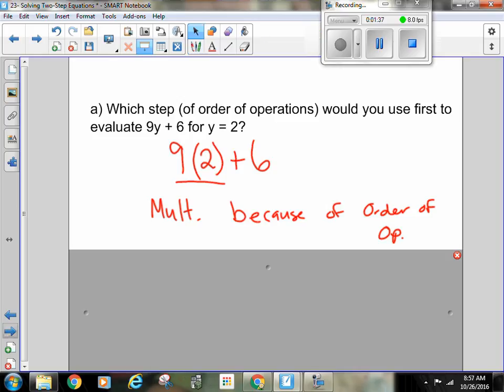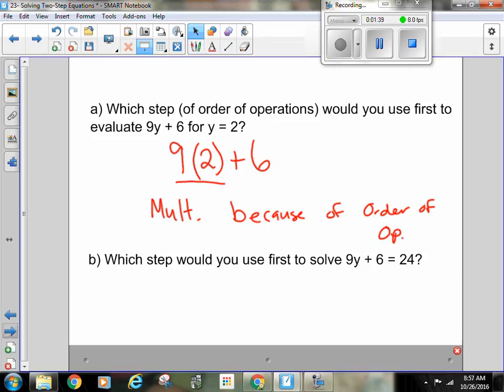All right, so that leads us into B, and it says, which step would you use first to solve 9y plus 6 equals 24? So it's very similar to A, but we're seeing that this time we're getting our y by itself. So if we look back at our 4 steps on the previous one, we don't have any parentheses to worry about. We don't have variables on both sides. So now we're going to eliminate our constant. So here we would subtract 6 on both sides, okay, because we're isolating the variable term.